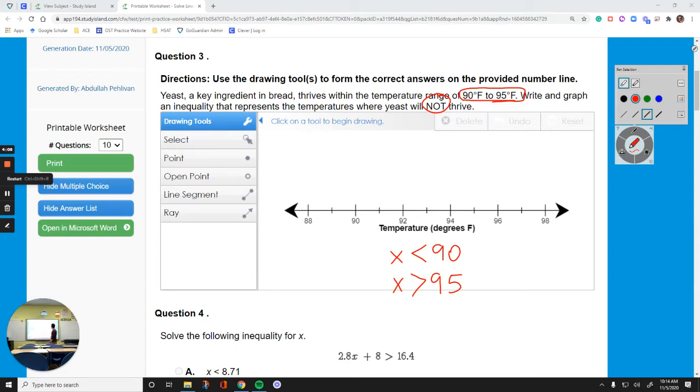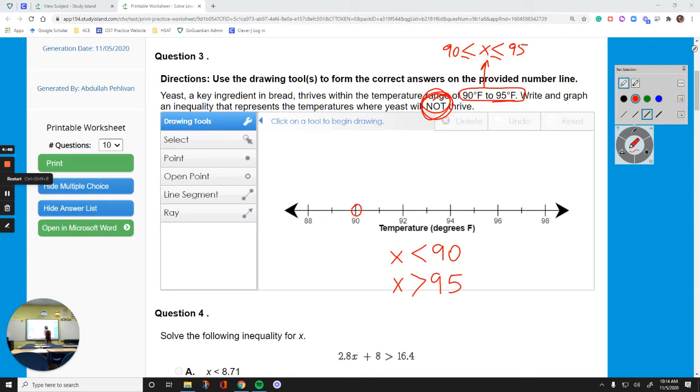In this case, again, if it is in between these two, within the temperature range, here is when it will thrive. If x is between 95 and 90, within the temperature range, so we need to include those two temperatures, we are fine. But this one says not. So anything except for that. It's not going to be between 90 and 95. It is going to be less than 90, more than 95.